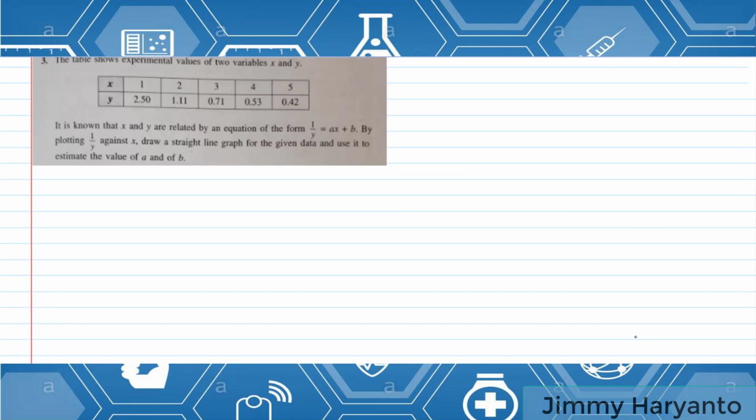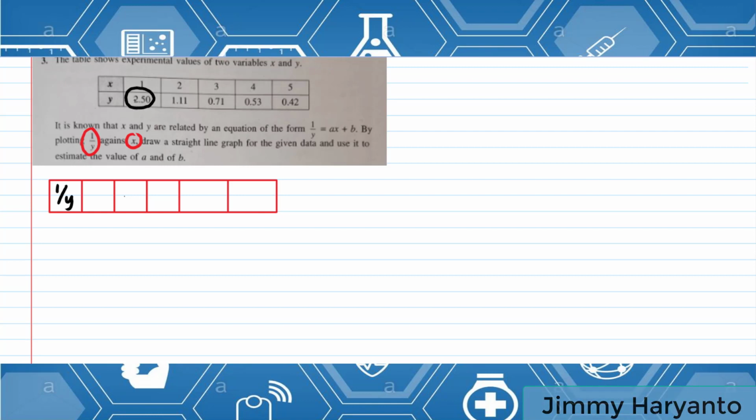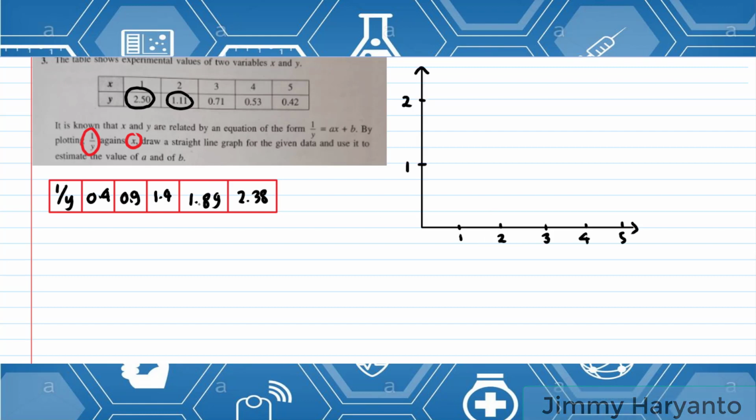Next is number 3. Number 3, we have this x and y, the table of x and y. The question wants us to plot 1 over y against x. So we already have x, we don't have 1 over y, so we have to create a table for 1 over y. To get 1 over y, you have to calculate from this one. So for 2.5, you calculate 1 over 2.5. For 1.11, you calculate 1 over 1.11, and so on. This is the table for 1 over y. I already calculated for you.